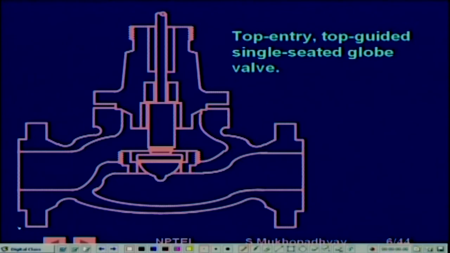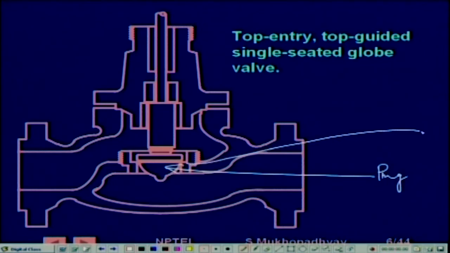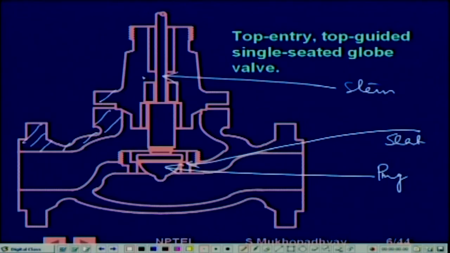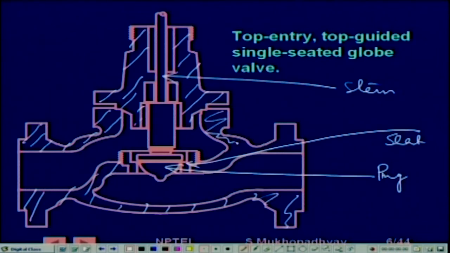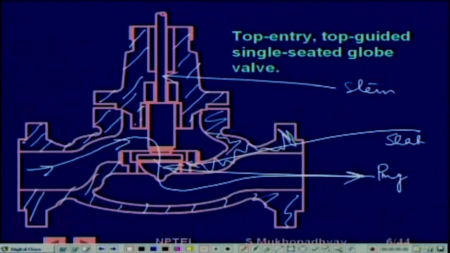So this is a single seated valve. This is the plug, you can see that. This is the seat on which the plug sits. This is the stem. This is the body. So the fluid flows like this. This is the fluid path when the valve opens. This is the inlet port, and this is the outlet port.